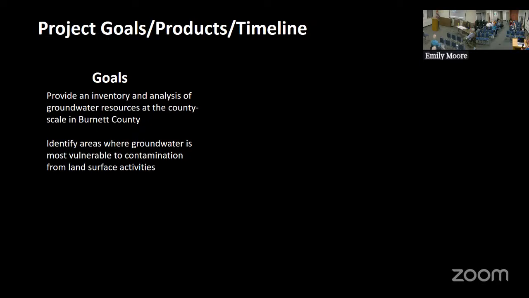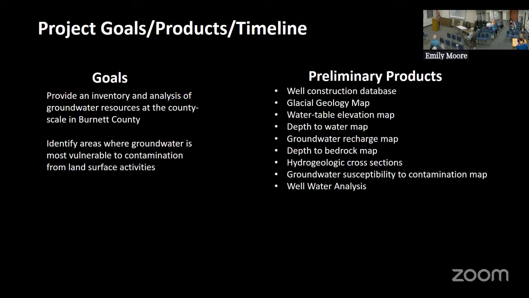So the products we're providing are sort of an overview of the county, or a very generalized version of the county, sort of baseline information, if you will. It's not necessarily site-specific information, at least the products Amy and I are making. And then identify areas where groundwater is more vulnerable to contamination from land surface activities. Amy's going to talk about that.